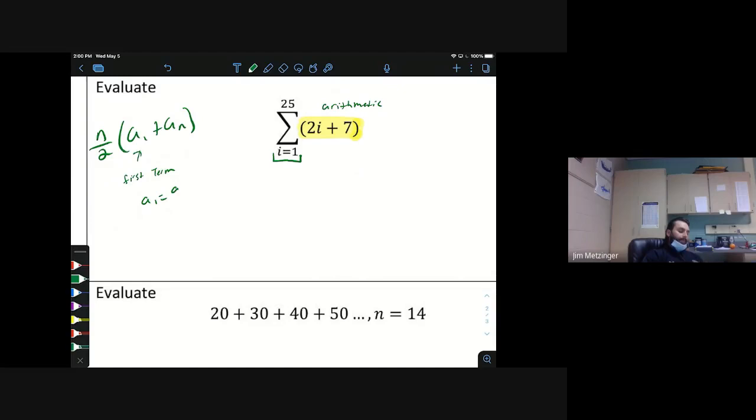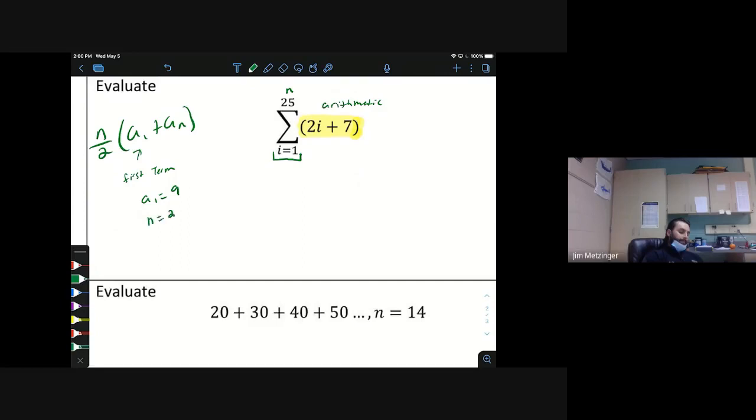It gives me 2 plus 7, which is 9. So a1 is 9. n is our top number, so n is 25. n is going to be 25 as long as this first number started with a 1. If this number was a 2 and I ended at 25, technically n represents the number of terms you added together, so I would have 24 terms instead of 25 terms. I don't think I'd do any of those tricks to you.